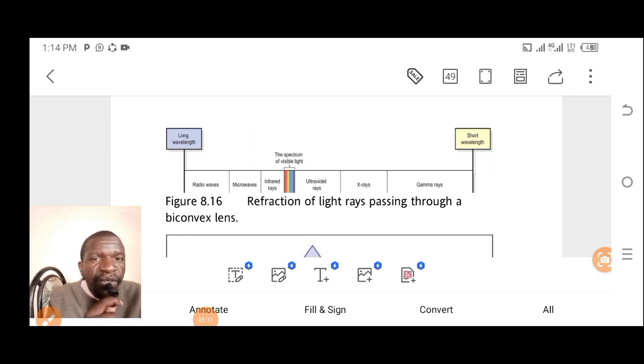You only see a small portion, the visual spectrum, where you see the colors red, blue, indigo, yellow, and others, right? So there are certain wavelengths that you cannot see. For example, radio waves, you can't see them. Microwaves, you can't see them. The infrared rays, you can't see them. The ultraviolet rays, you can't. X-rays, you can't. The gamma rays, you also can't see those ones.